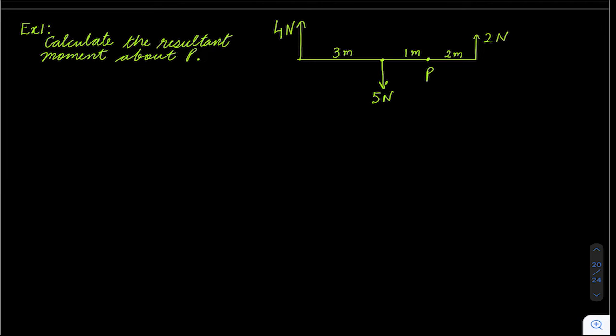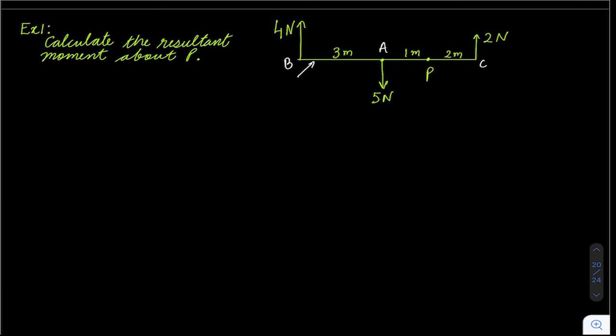There are two forces of 4 Newton and 2 Newton acting upwards on this body. This body, whatever it is, can be a rod or lamina. And there is some downward force of 5 Newtons acting. Let's say this point is A, this point is B, this point is C. This point is already given as P. So we need to find the resultant moment about P.